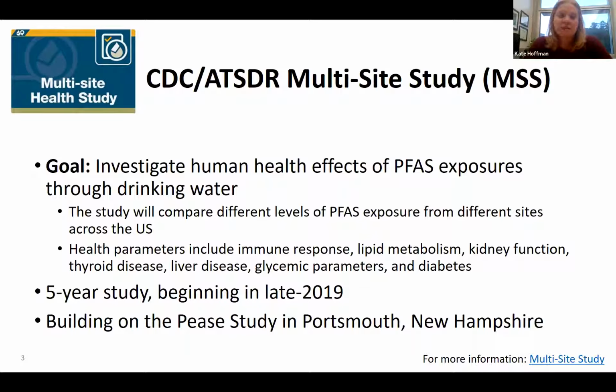That study has enrolled about 700 people. They started enrolling about the same time as the other multi-site studies were announced. So they've made good progress over the last couple of years. And I'll just note here that there's a link to the multi-site study website on the bottom of my slide. So if you're interested in knowing more about the sites, you can look there.